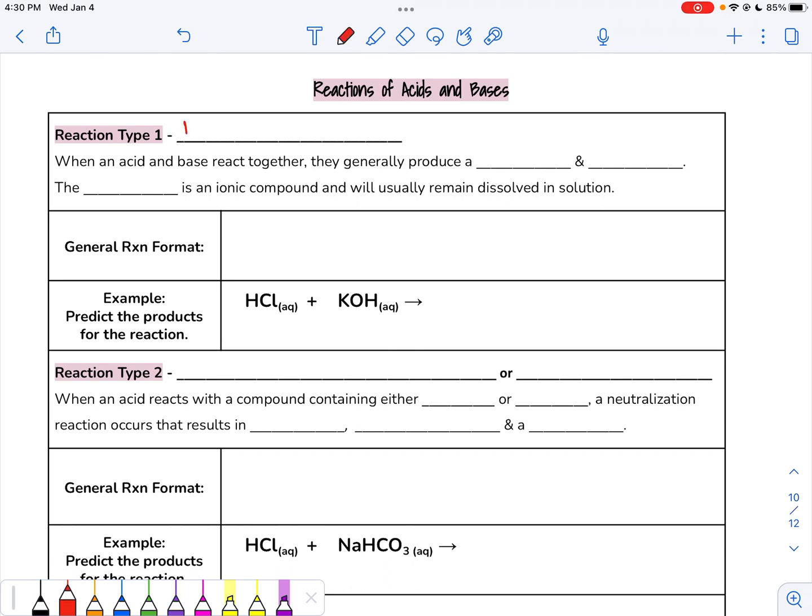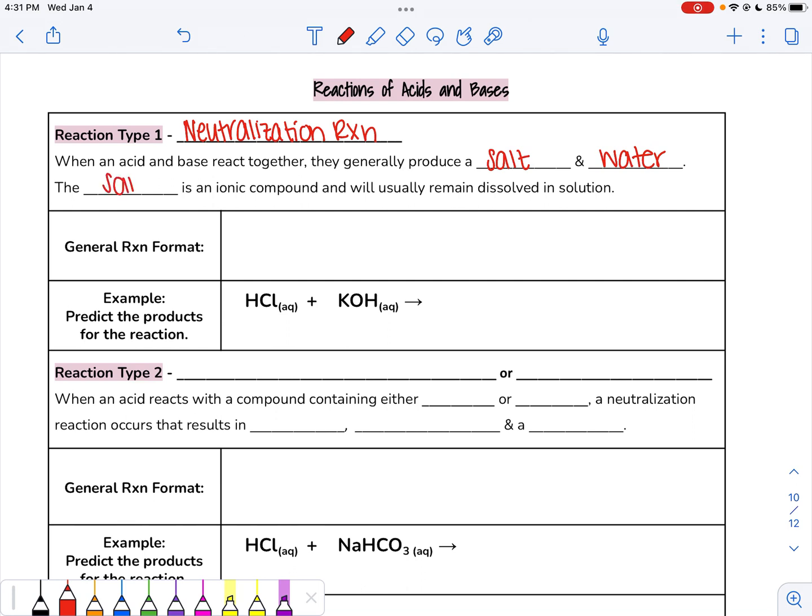So the first type we're going to look at is just a simple acid plus base reaction, and this is called a neutralization reaction. In a neutralization reaction, you have an acid and a base that react together, and generally what's going to happen is that they produce a salt and water.